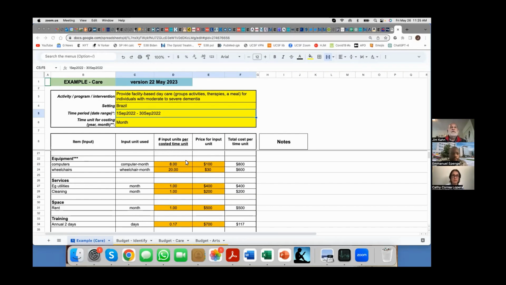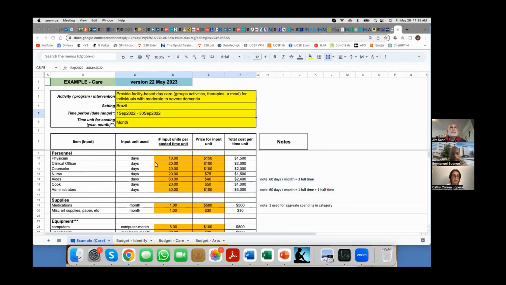As you can see, in these orange cells, we are putting in two basic, very important things: the number of inputs used for each type of input and the price. So if we scroll up to personnel, that's usually the biggest category. We start with physician, and the input unit that we're using is days. So in a month, how many days of physician time? The estimate for this program is there's 10 days of physician time at a price of $150 a day.